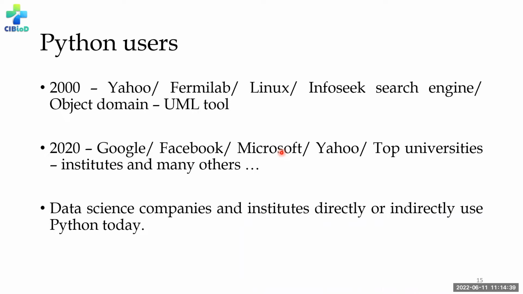Now, for the Python users, I would like to draw your attention that in the year 2000, major companies of that time, like Fermilab, a scientific company, Yahoo, Linux, started using Python. And in 2020, a gap of 20 years, the giants of today like Google, Facebook, Microsoft are using Python. In addition, the data science companies, which are the talk of today in industries, are using Python. So in a nutshell, we find that Python has taken the lead in all areas of academia as well as industries, in research domains, and is very popular. And that's what brings it close to AI.